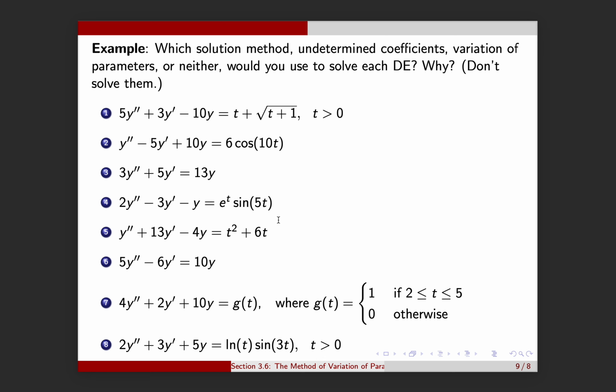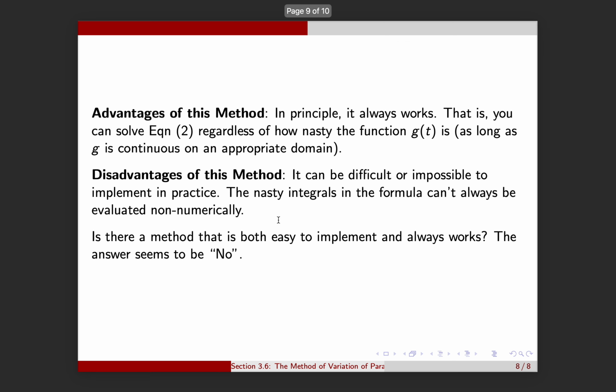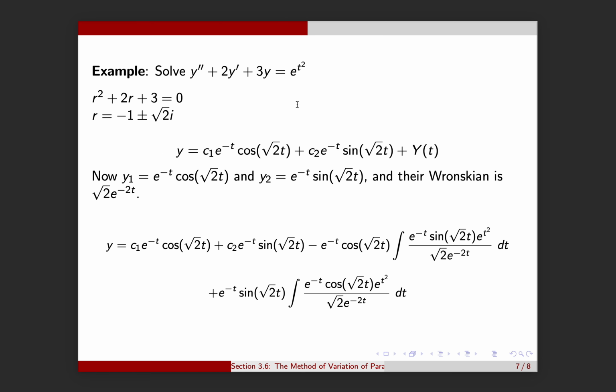Okay, so now we've come to the end of section 3.6. I claim that we've covered how to use variation of parameters, and we've covered when it's appropriate via this example.